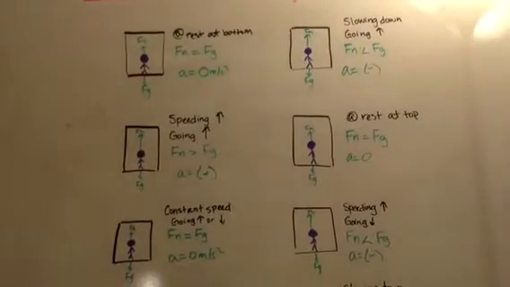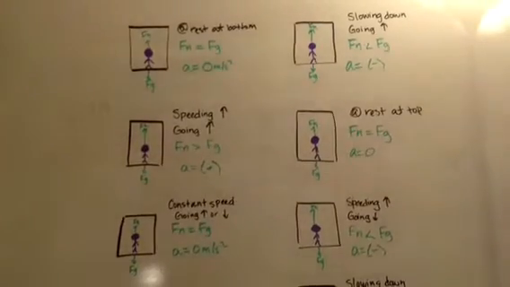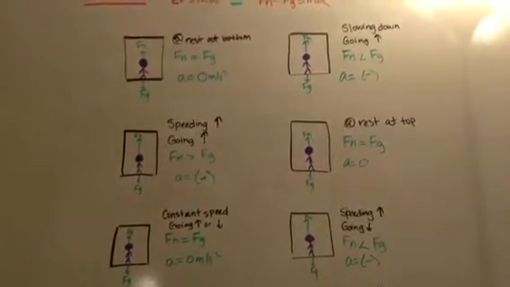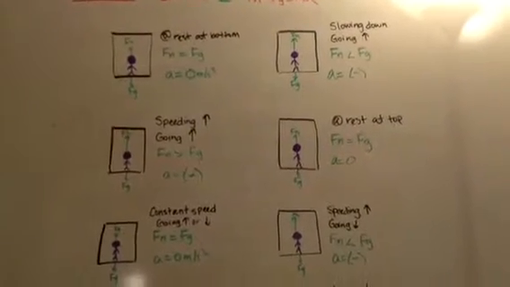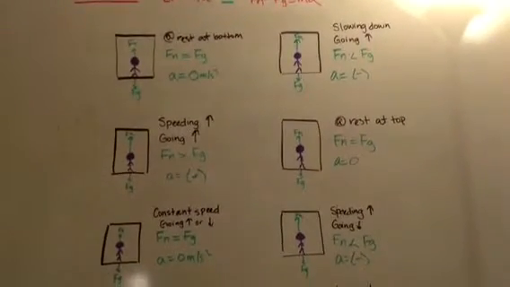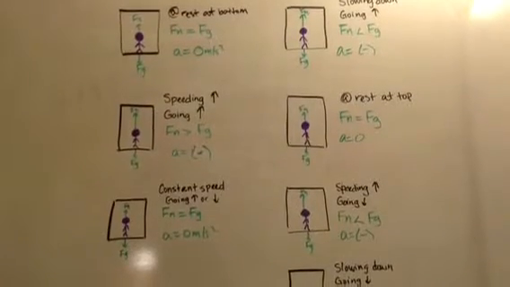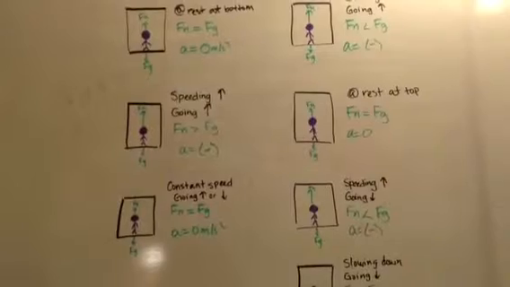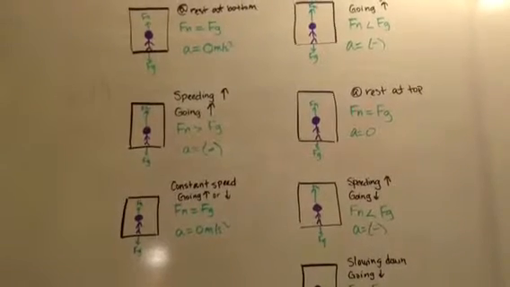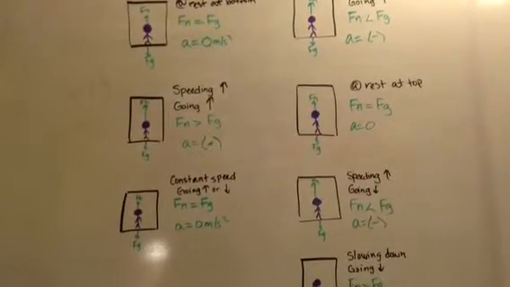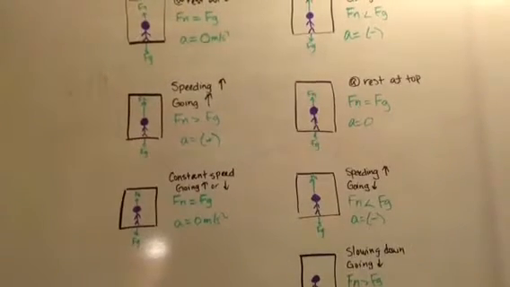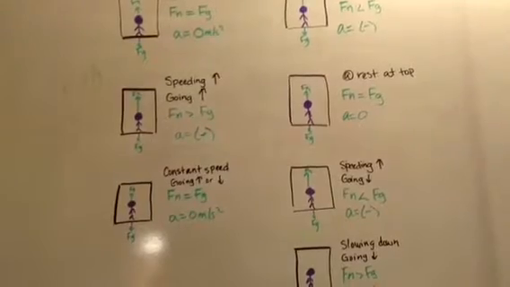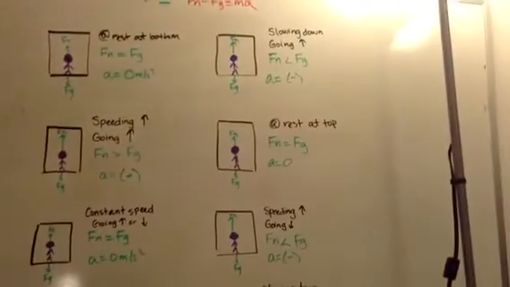So, starting at rest, rest always means that your normal force equals your force of gravity. This also means that your acceleration is 0. This is also true for constant speed. Remember, constant speed means 0 acceleration. So going up, speeding up, means that the floor pushes up greater than the weight of the person pushing down. Therefore, the person can accelerate up.